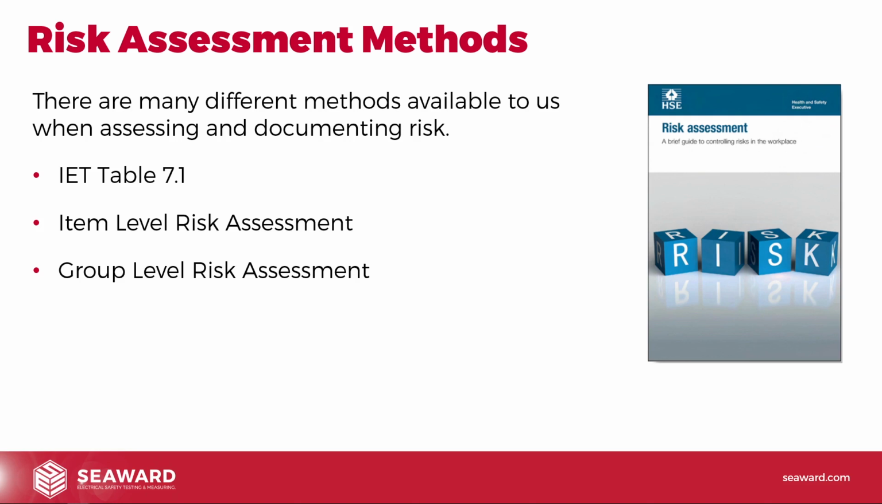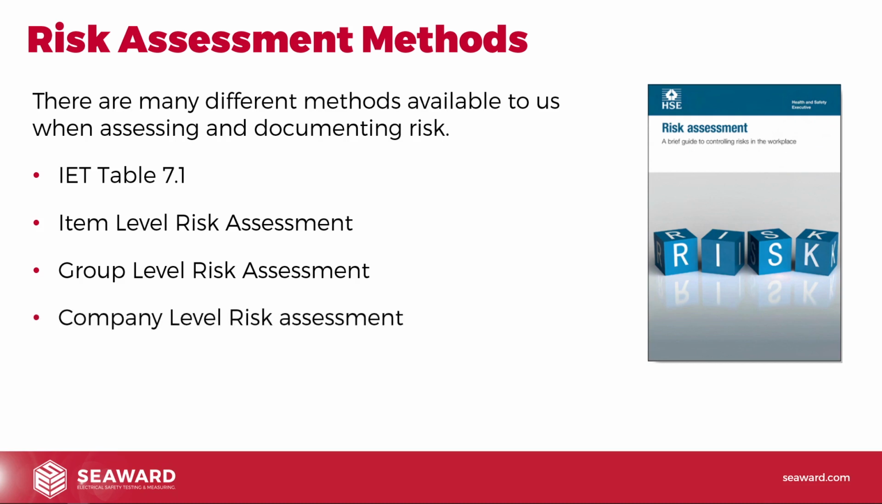And the policy would say, right, this type of equipment is going to get tested every 6 months. This type of equipment is going to get tested every 12 months. This type of equipment is going to get tested every 2 years. So using groups and group level risk assessments is a good way of doing it, in my opinion, because it removes the onerous nature of item level risk assessment, but it still means that you can adapt and put those policies in place.